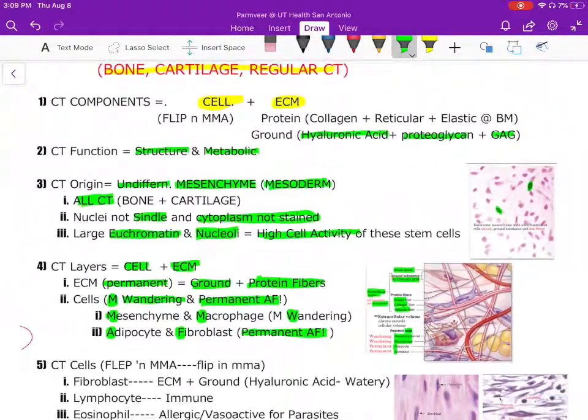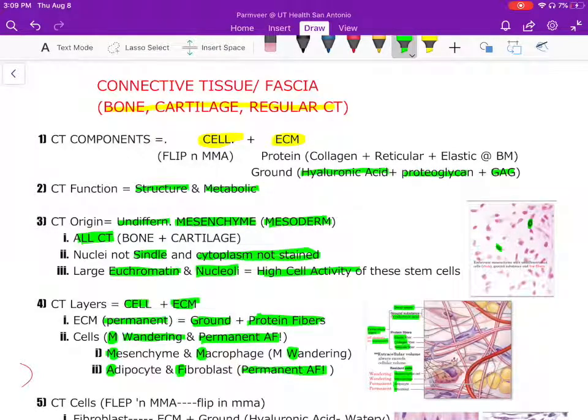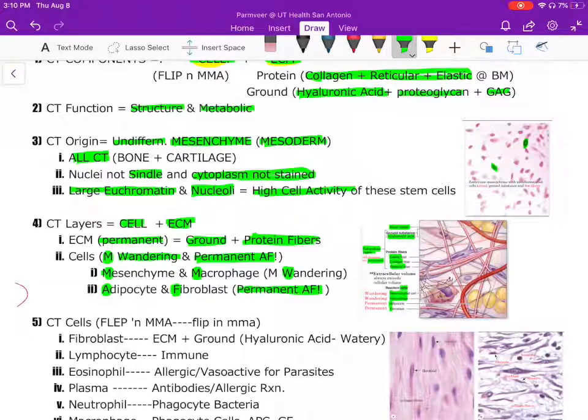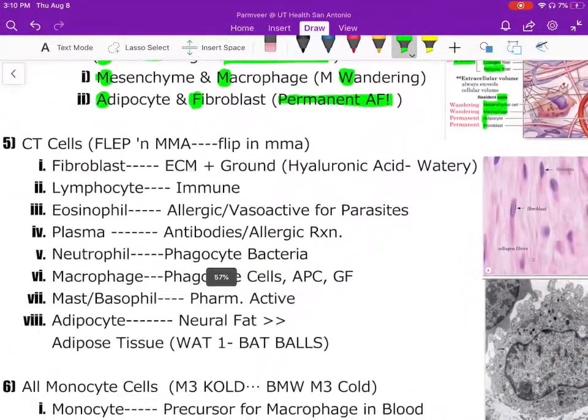So recap real quick. We're talking about connective tissue, also known as fascia. It's made up of cells and extracellular matrix. Cells, remember, we have a mnemonic, and then extracellular matrix are your collagen, reticular, elastic fibers, as well as your ground substance. Your function is to provide support and structure and metabolic support to all the other cells and organs. The origin is usually mesenchymal origin, which has large euchromatin and nucleoli. Your layers are your extracellular matrix that are permanent, and then cells that can be the M are wandering, and then the permanent AF. So let's jump into the different types of connective tissue cells.